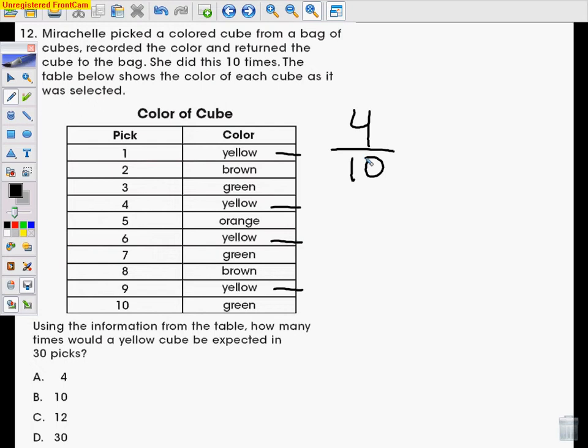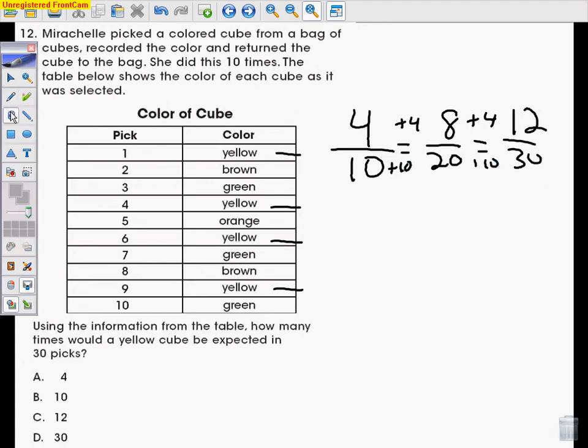Now, you could do this problem in many different ways. I'll cover a couple of them. 4 out of 10, some students will say, well, that's like having 8 out of 20 or having 12 out of 30. They just added 4 each time to the numerator and added 10 each time to the denominator. Okay, so that's one way you could do it.